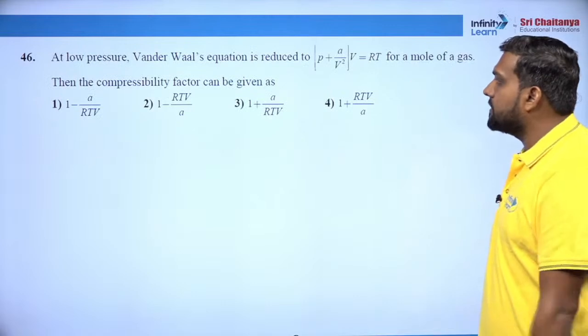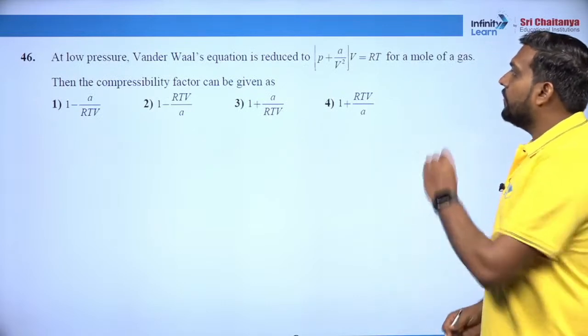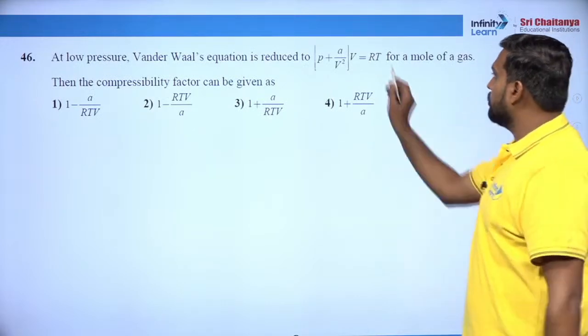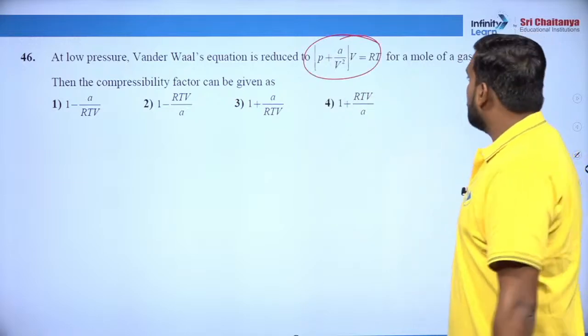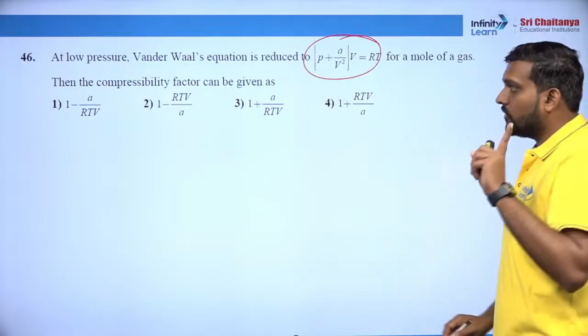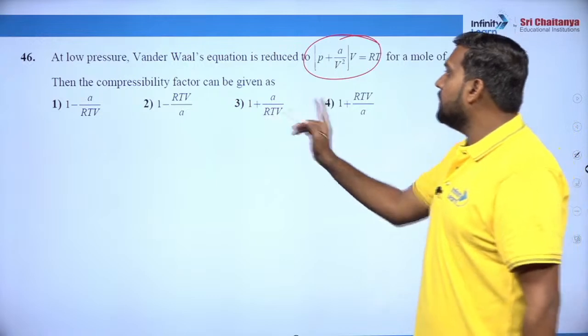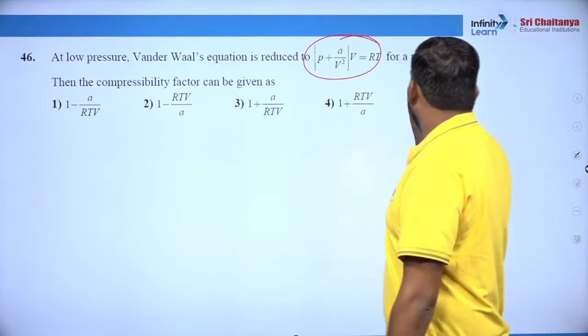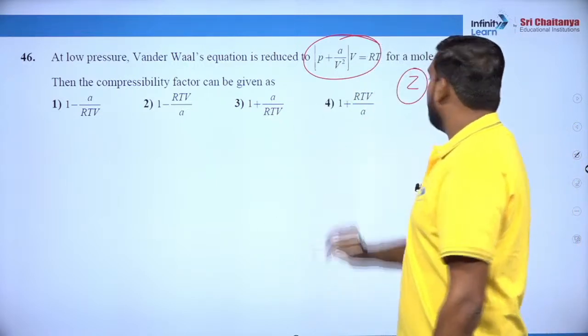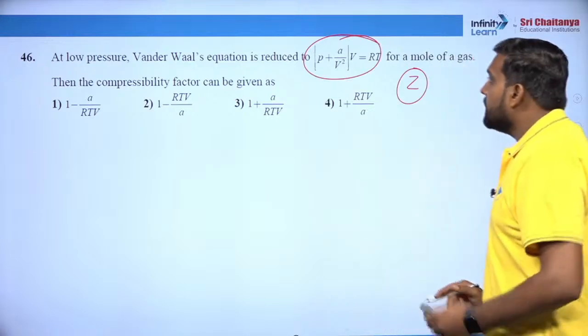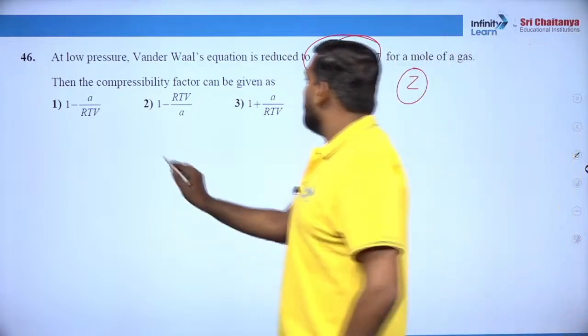Going for the next, at low pressure, the van der Waals equation is reduced to this. The van der Waals equation is this for one mole of a gas. For 1 mole of a gas, the compressibility factor can be given by Z, so we have to find the Z. The compressibility factor is nothing but Z. Let's solve this equation. This is a very simple question.